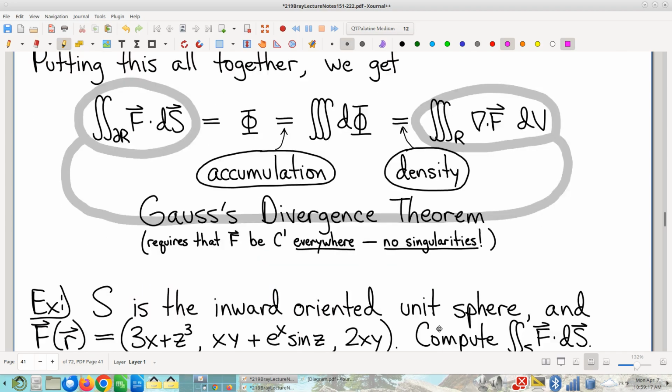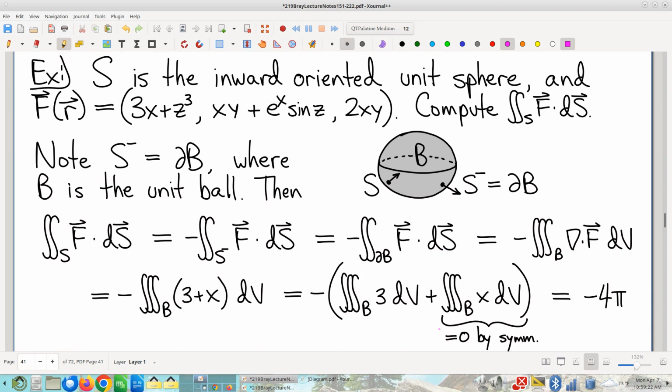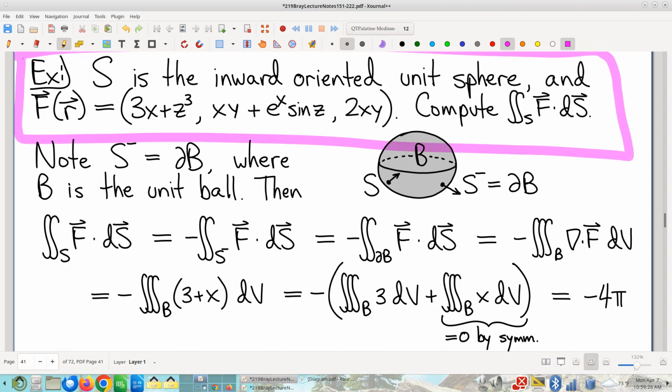All right, let's get one under our belts. Let's get one win into the win column. Here is the example we're going to compute. We have a surface given. I missed.